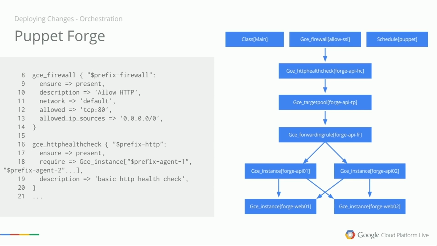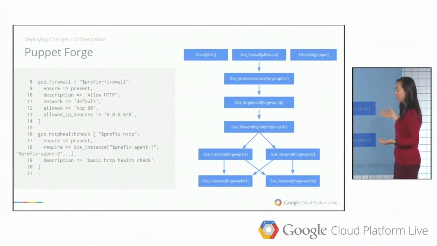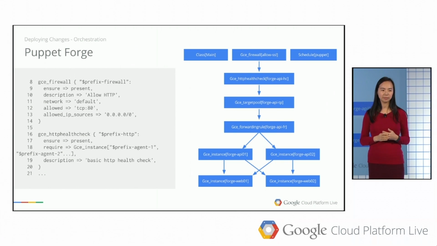So the diagram you see here is the dependency graph that allows Puppet to figure out how to sequence the deployment activities for the Forge application. If the end state is to have these VMs at the bottom deployed, then this graph tells Puppet first you have to go and configure the things about them, including the firewall configurations, health check, and forwarding rules. This allows Puppet to be able to automate and then repeat a sequence of deployment activities.